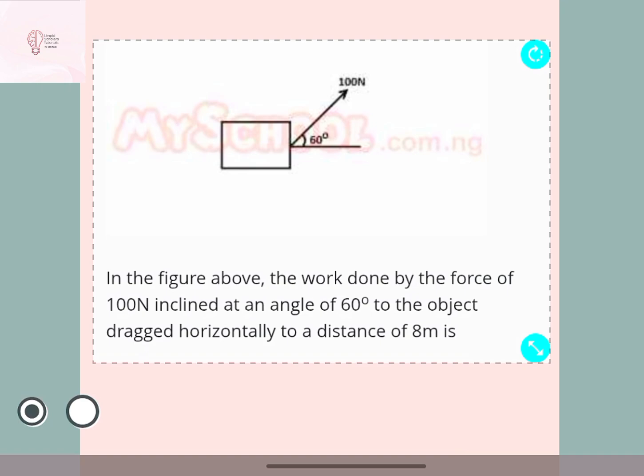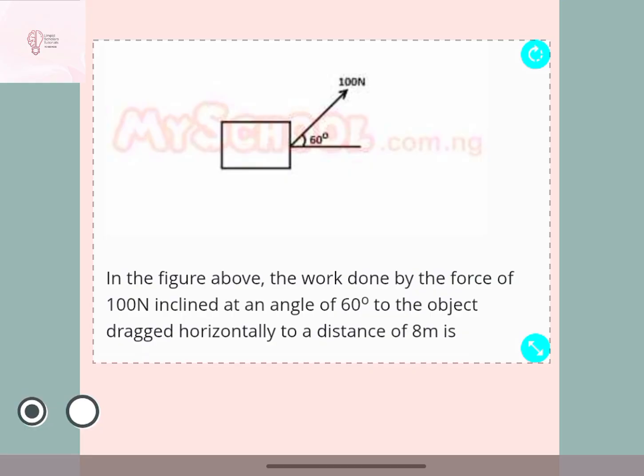In this video, this question says, in the figure above, the work done by the force of 100 Newton inclined at an angle of 60 degrees to the object dragged horizontally to a distance of 8 meters is.